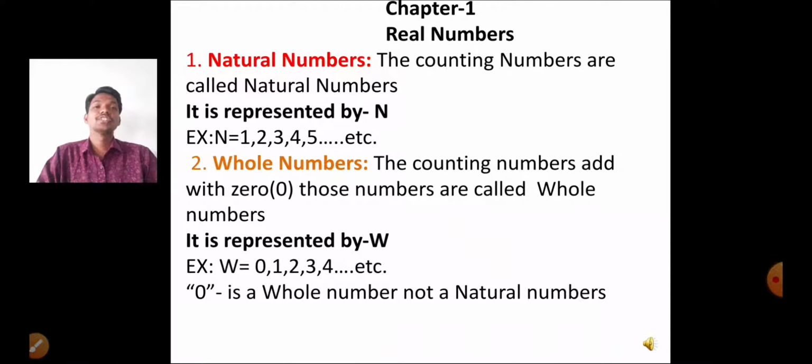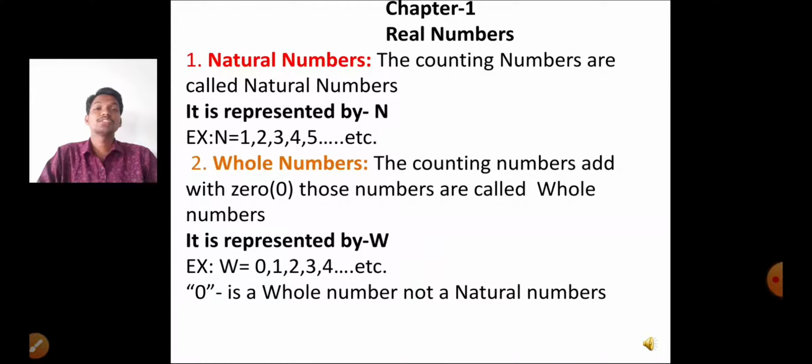The first one, natural numbers. The counting numbers are called natural numbers. It is represented by capital N. Example, N equals 1, 2, 3, 4, 5, etc. Those numbers are called natural numbers.